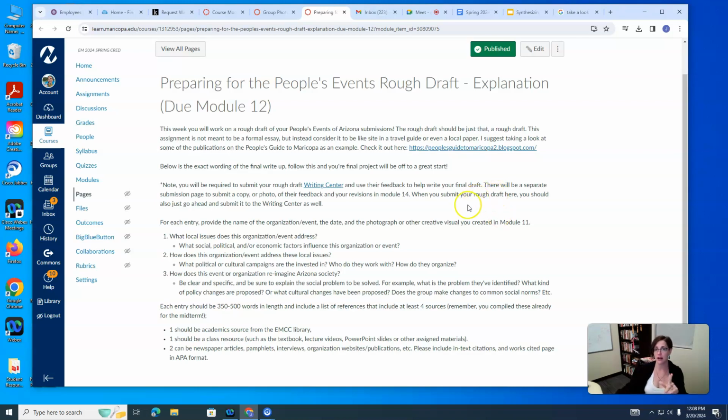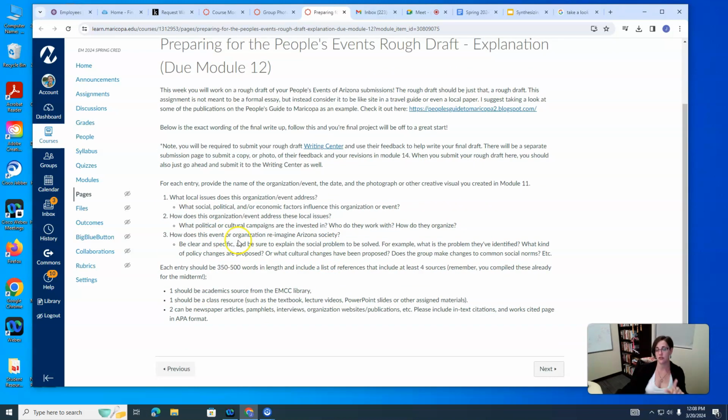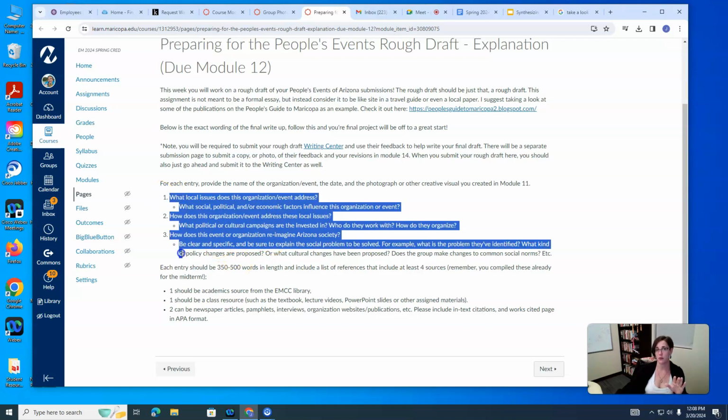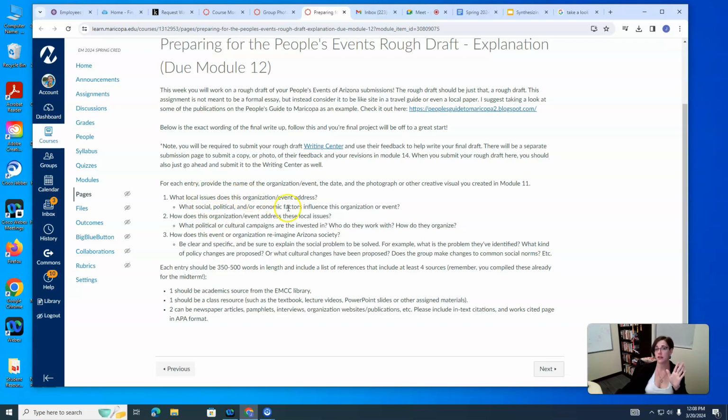But your rough draft is designed to, or you should be working with your rough draft to answer this set of questions here, okay? So what local issues does the organization or event address? And how does the organization or event address these local issues? So these are just really informative, like the who, what, when, where, and why of the organization.